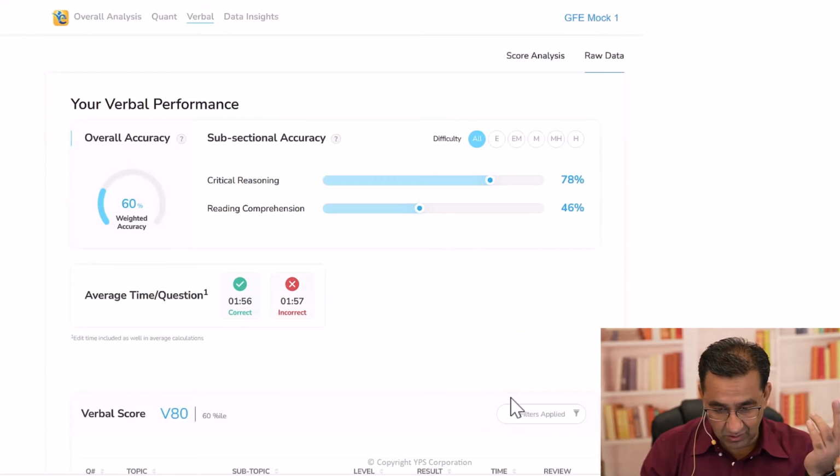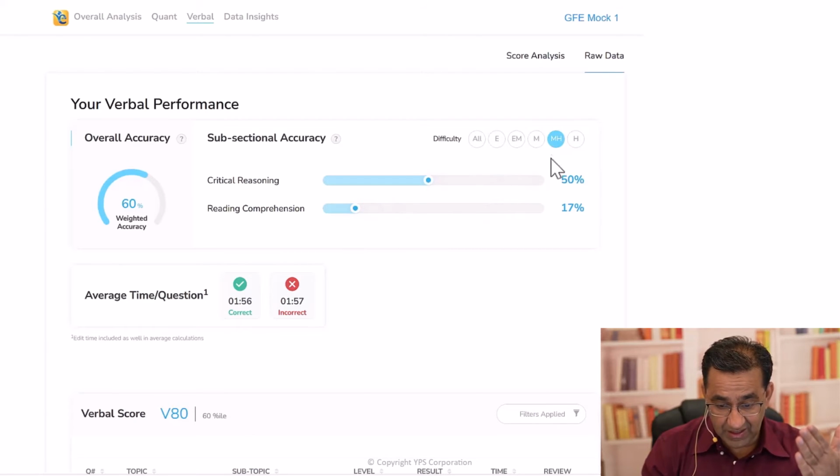Again, let's go into raw attempts. Let's do the same analysis. Look at medium difficulty questions, medium hard questions. You can see lots and lots of headroom in RC, even in medium, and then in medium hard as well, and also headroom in CR when it comes to medium hard too.